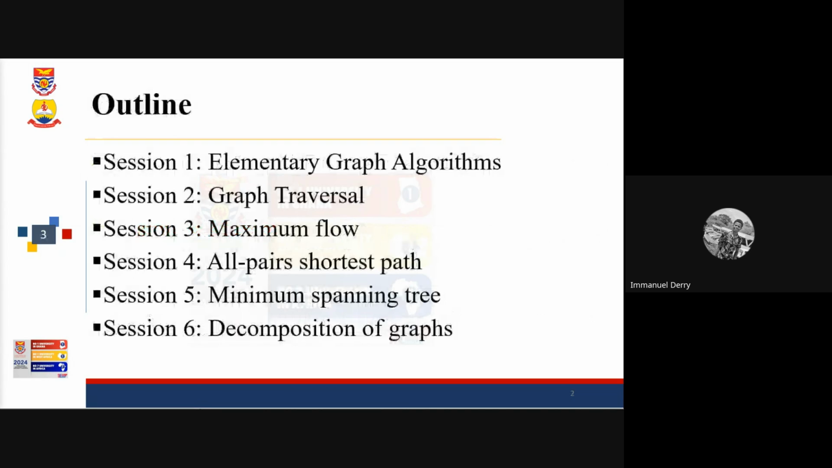So for today, by way of outline, this is what we are supposed to cover. Basically, we are going to talk about graph and graph algorithms, graph traversal, what maximum flow is, all pair shortest path, minimum spanning tree, and how we can decompose a complete graph into the various subgraphs that we probably have.